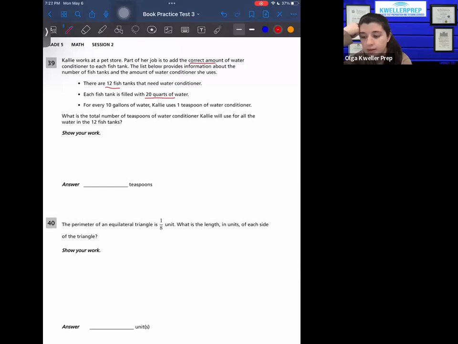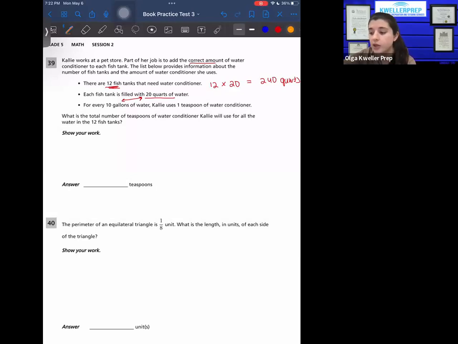So first, let's think about how many total quarts of water she needs to fill up all the fish tanks. So it's 12 fish tanks times 20 quarts. So that is 240 quarts. Then we can see that we need a conversion, right? We're switching from gallons to quarts, and the relationship for the conditioner is in gallons. So now I have to do a conversion from gallons to quarts.